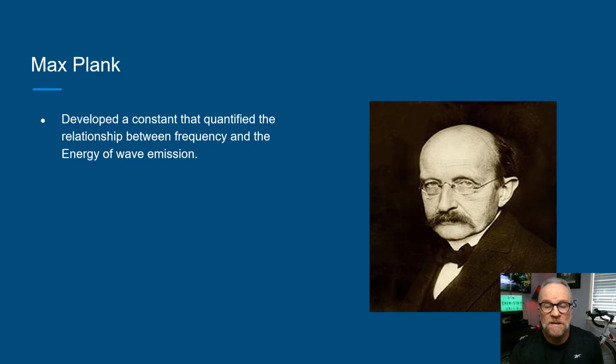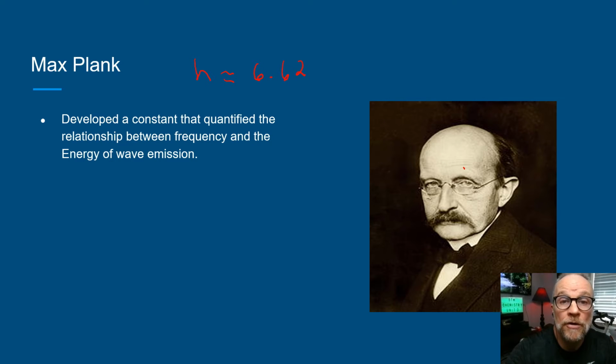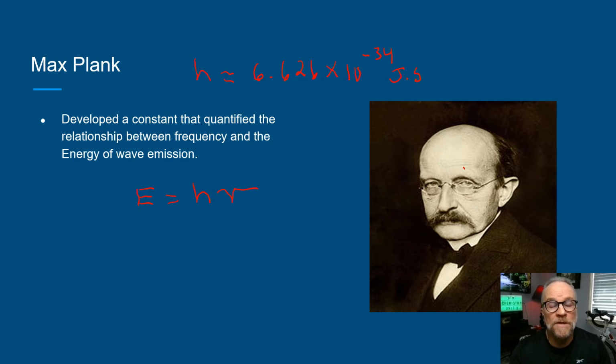A fellow by the name of Max Planck developed a way of quantifying the relationship between frequency and energy of emissions. He came up with something called Planck's constant, which is one of those numbers we will talk about in more detail later. It is 6.626 times 10 to the negative 34, and the units are joule-seconds. He said that energy is equal to h, Planck's constant, times the frequency. We will use that to work some problems a little later.